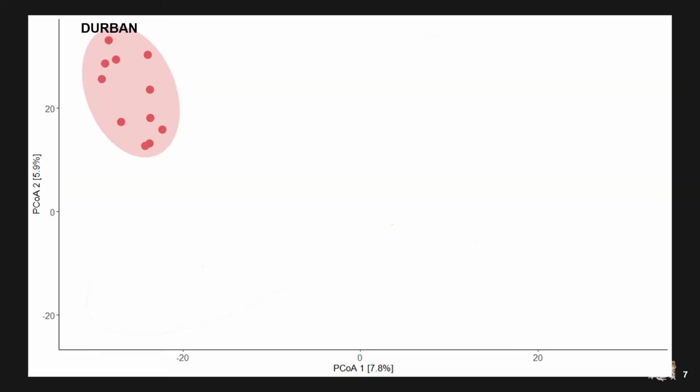Okay, so I'm just going to jump straight into the results. I won't bore you with any of the statistical details. So this is a PCoA. It displays the dispersion, so how similar or dissimilar the individual gut microbiomes are from one another. If they're clustered together, like we see the Durban guttural toads are over here in pink, then they are very similar to one another.